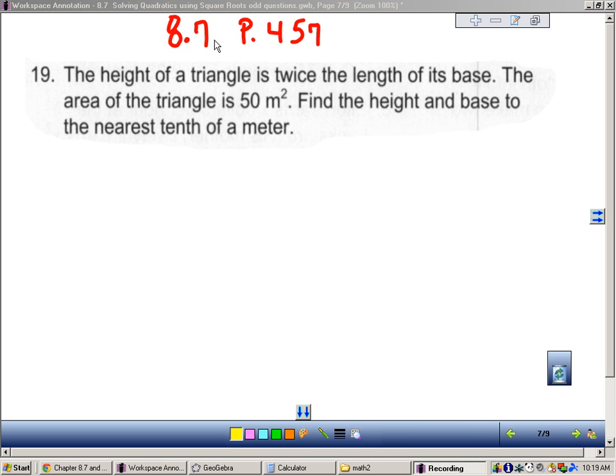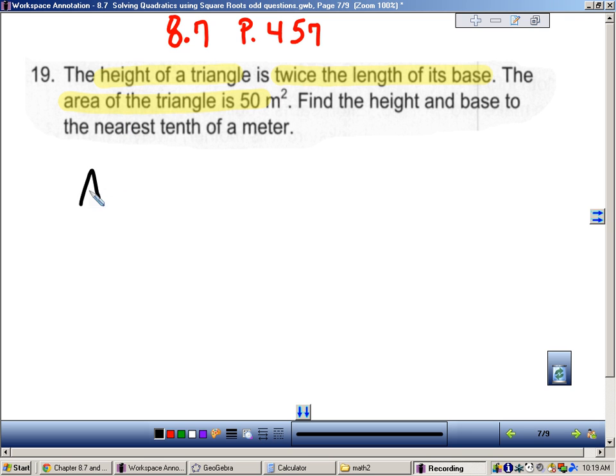So where do I start? How do I think about this? Always start with what you've been given. You've been given the height of the triangle, and you're told that it's twice the length of the base. And then you know that the area of the triangle is 50 square meters. So let's start with the area formula for a triangle.